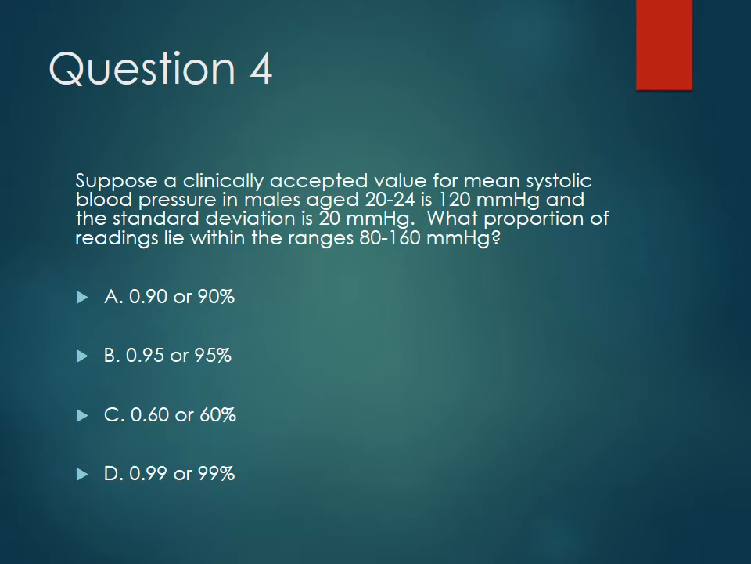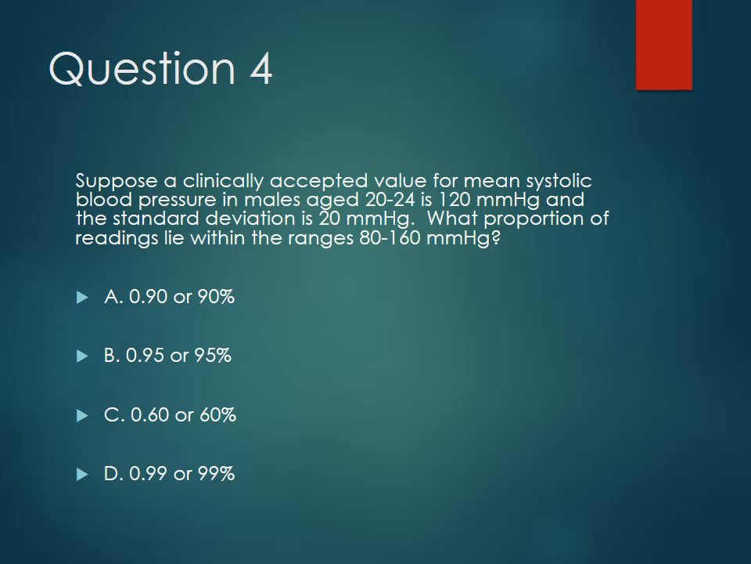Okay, so then we have question 4. Suppose a clinically accepted value for mean systolic blood pressure in males, age 20 to 24, is 120 millimeters of mercury. Standard deviation is 20. What proportion of readings would lie between 80 and 160? I think 95. Why? 2 standard deviations, so 95% of patients should be in that range, right? Perfect.